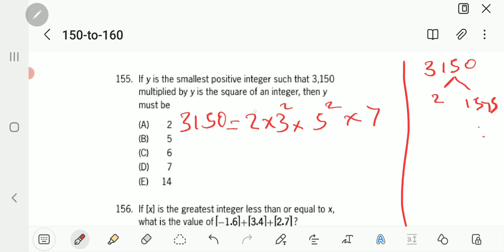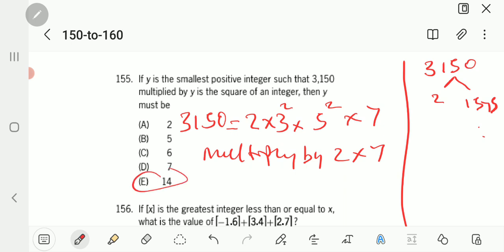You see that 2 is not a square. We need to make 2 a square, and we need to make 7 a square. That means we need to multiply by 2 times 7 to complete this a square and complete this one a square. So that will give us 14.